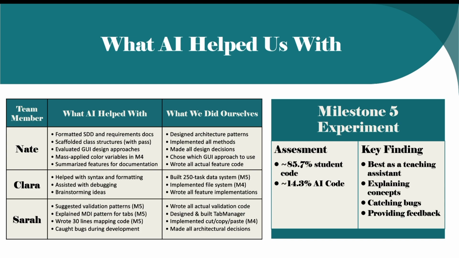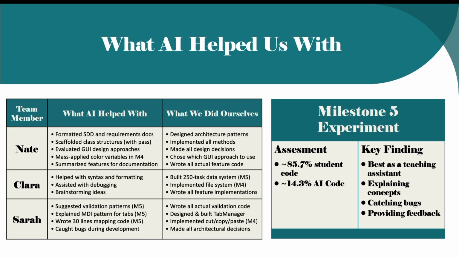For Clara, she used AI for small things like syntax reminders and brainstorming. She built the full 250 task system and the entire file management, import, export workflow on her own. For me, I used AI in Milestone 4 for cut, copy, and paste, and in Milestone 5 for validation and the multi-tab system. AI suggested validation patterns, but I picked ones that were actually needed and wrote all the code. For tabs, AI taught me the multi-document interface pattern, and once I understood it, I built the whole tab manager myself.